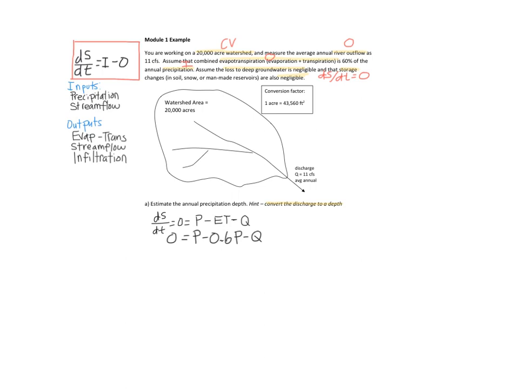We're going to go ahead and use this hint now where we convert the discharge to a depth. Okay, so what that exactly means is that we're going to take that 11 cubic feet per second. Remember, CFS is the discharge or flow rate, which is a volume of water over some time. And we're going to instead see what depth of water that would be if it was applied over the entire watershed. Okay, so we're going to convert this Q to depth for an entire year.